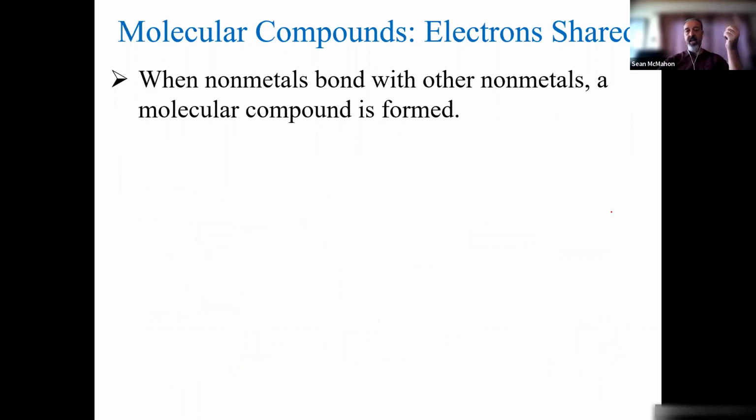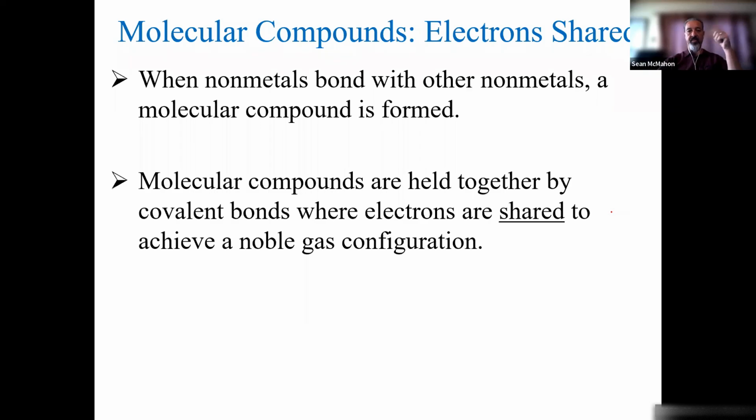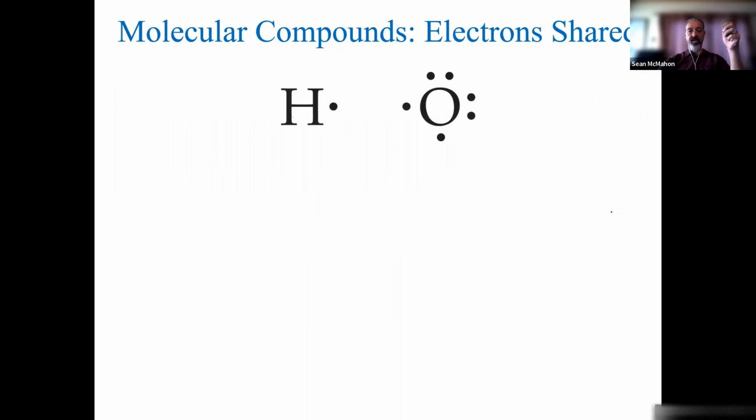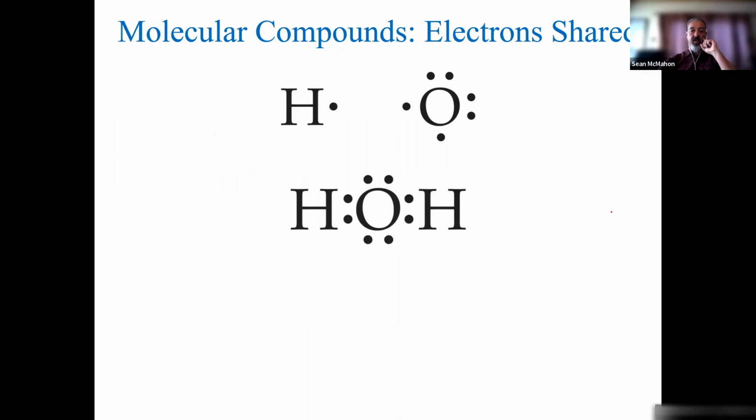Molecular compounds, again, the electrons are shared, so we're kind of reviewing it. They share to receive the noble gas configuration. So here's an example of molecular compounds. We have hydrogen, which has 1 valence electron. Oxygen has 6, 2 are unpaired. So I need 2 hydrogens willing to share their electrons.